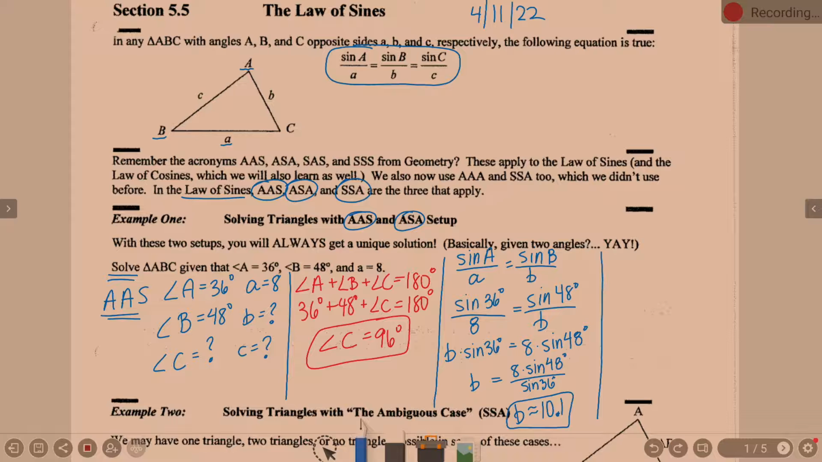Okay. We have found angle C. We have found side B. What do we still need to find? We need to find side C. So do you realize what we're going to be doing to find side C here? Basically redoing the problem we just did, right? Except this time, because we need to find side C, we have to use C's.